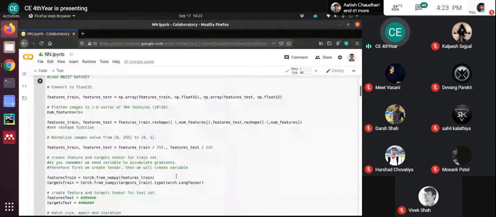And the target will be converted to the long type. And similarly, you have to apply the same operation on the test, right? So the feature test as well as the target test. So complete this step: convert the feature test as well as the target test into tensors from NumPy.